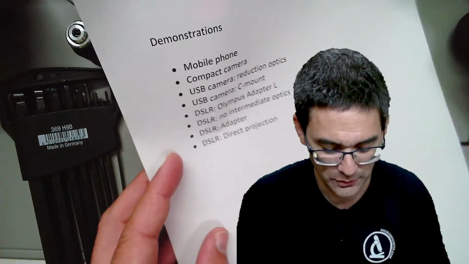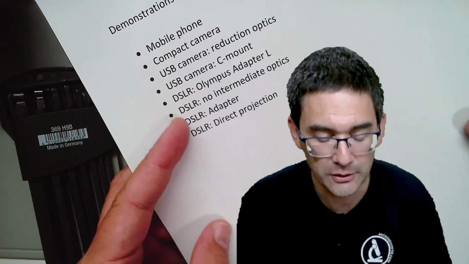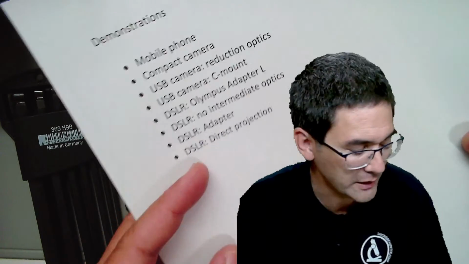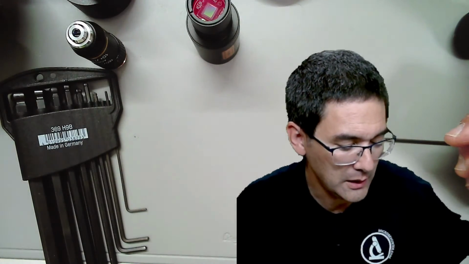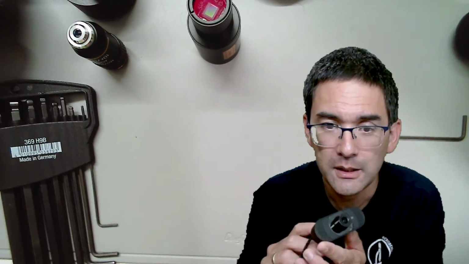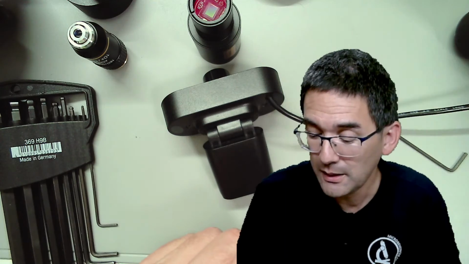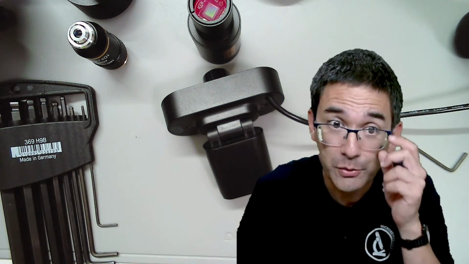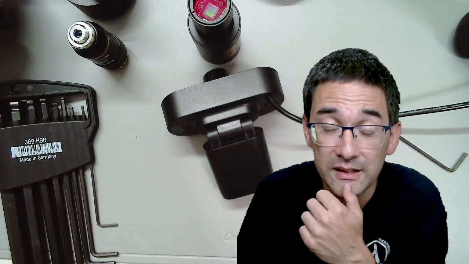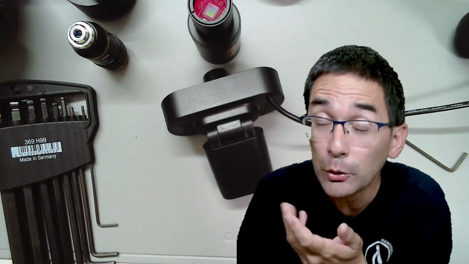Okay, I've got over here Olympus Adapter L, no intermediate optics with an adapted direct projection. So I just also want to mention something that you might want to try, especially if you like tinkering around a little bit: a regular webcam. Webcams can also be used, in both ways. And if you like to 3D print things, or even use cardboard to create an adapter, it's also possible.